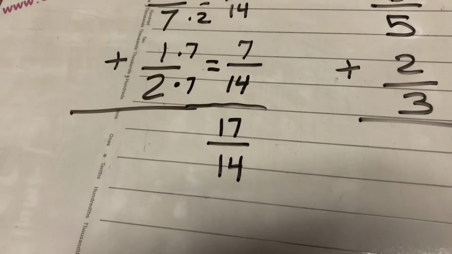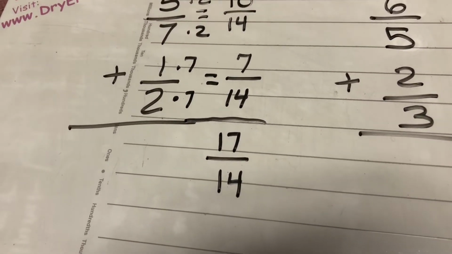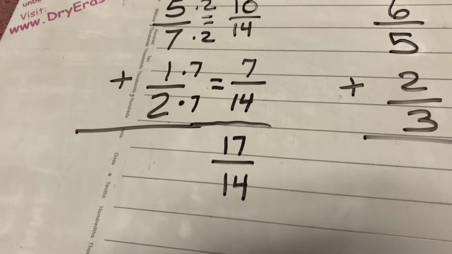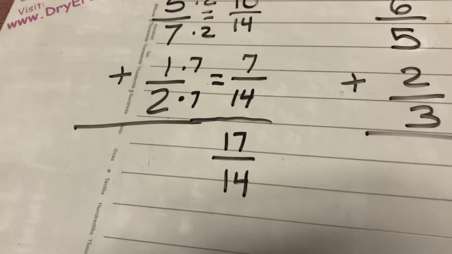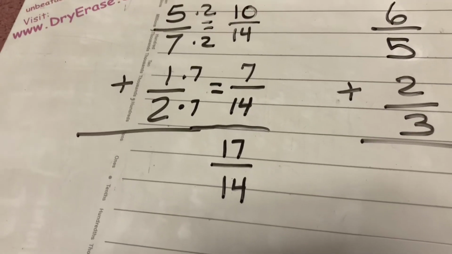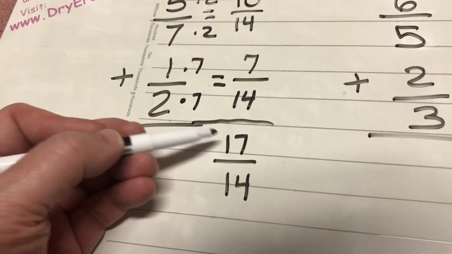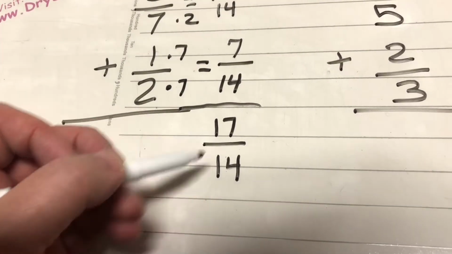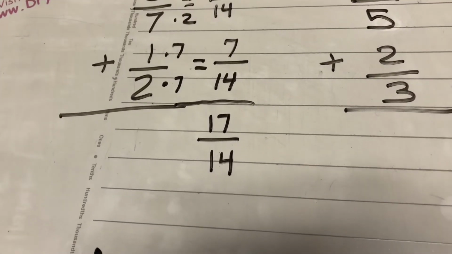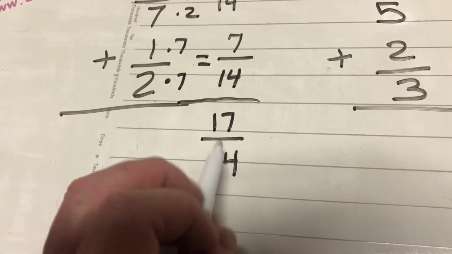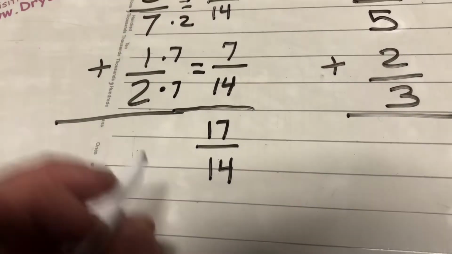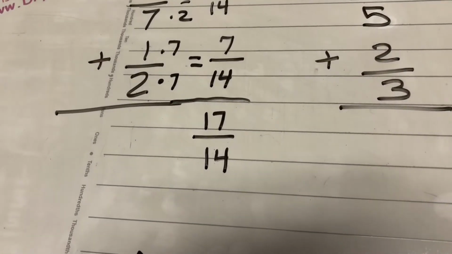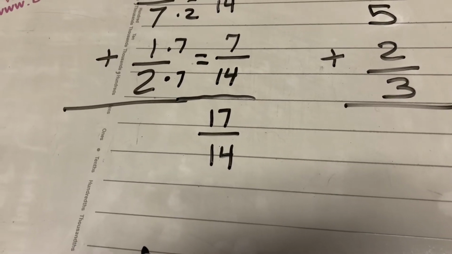I can be confident that 17 over 14 is in simplest form because the only number that can go into both 17 and 14 is 1. Now, I know that 2 can go into 14. I know that 7 can go into 14, but neither of those numbers can go into 17. The only number that can go into both 17 and 14 is 1. The issue with this one is that this is what we call an improper fraction, meaning that the numerator is larger than the denominator, which means that I need to make it a mixed number.